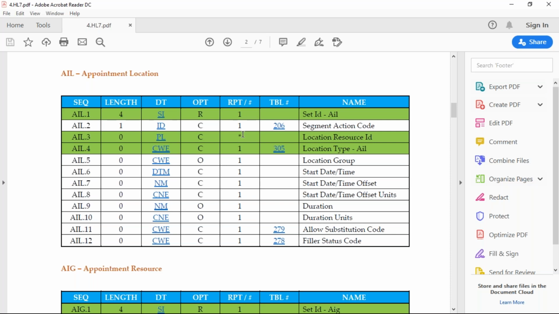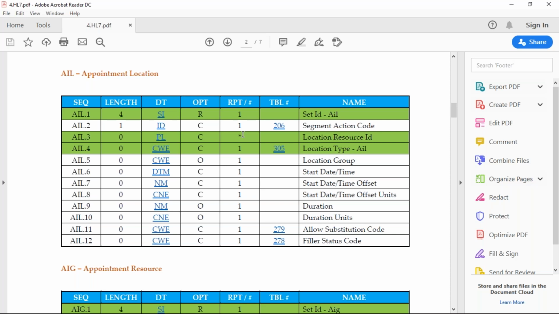So in AIL1 we have the set ID, which is a sequence ID. In AIL3 we have the location ID, and AIL4 will indicate what the location type is. Okay. So, as I said earlier, locations have a unique ID. Okay, a unique ID to identify each and every location that is present across the board within their PM system. So if they have 10 different locations, each of those locations will have their own location IDs.